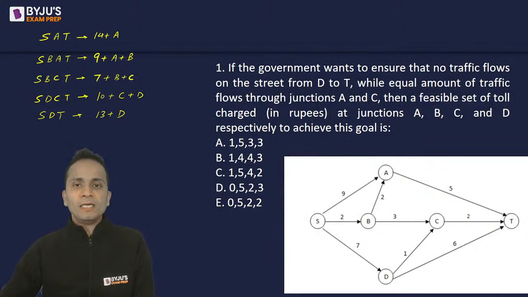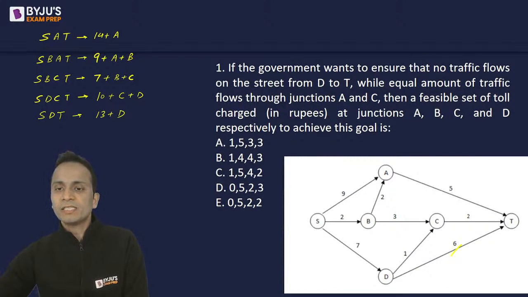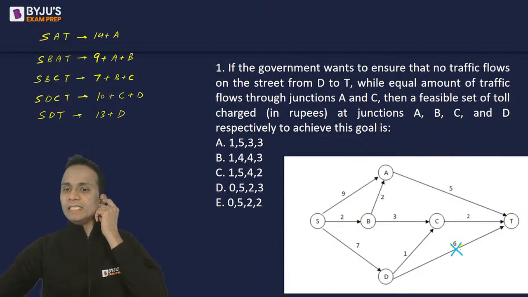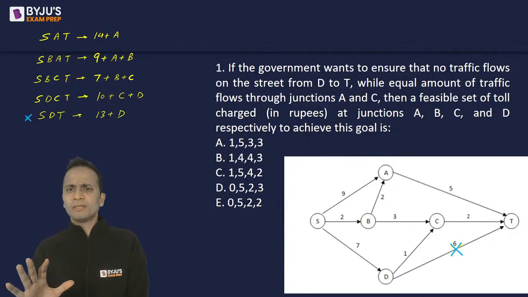So these are the 5 routes we need to consider. We need to consider all of them one by one. Okay. Now reading the question, it says that if the government wants to ensure that no traffic flows on the street from D to T. So the street from D to T, this is, let's say, closed. Okay, wait. I'll mark it with a different color. So DT, this street is closed. So no traffic should flow from here. That means the last route is not available. Okay. So we want no traffic to flow here, right?